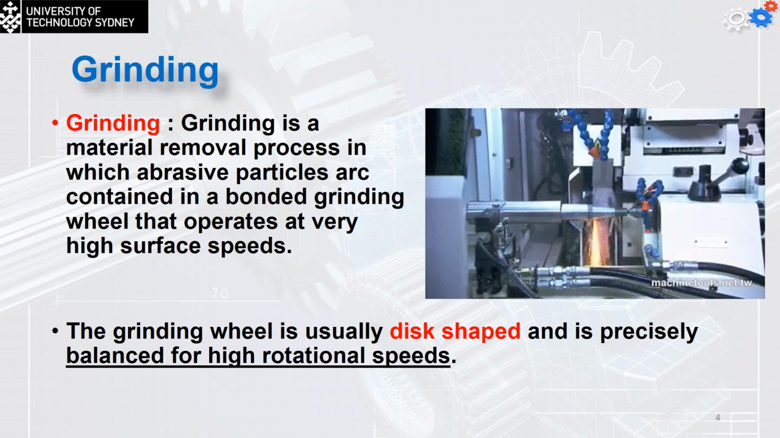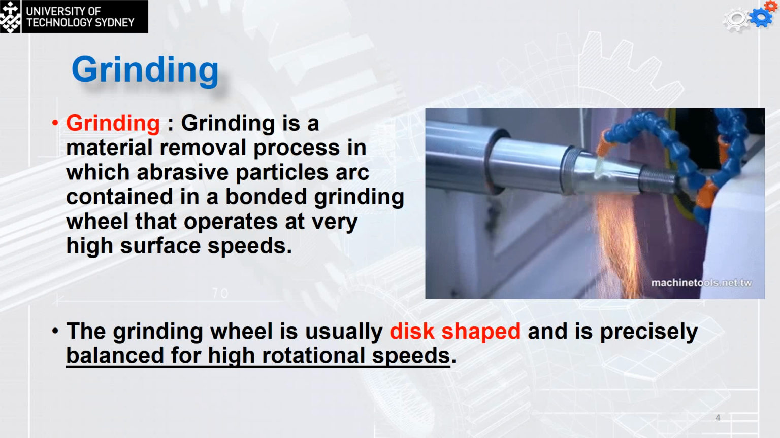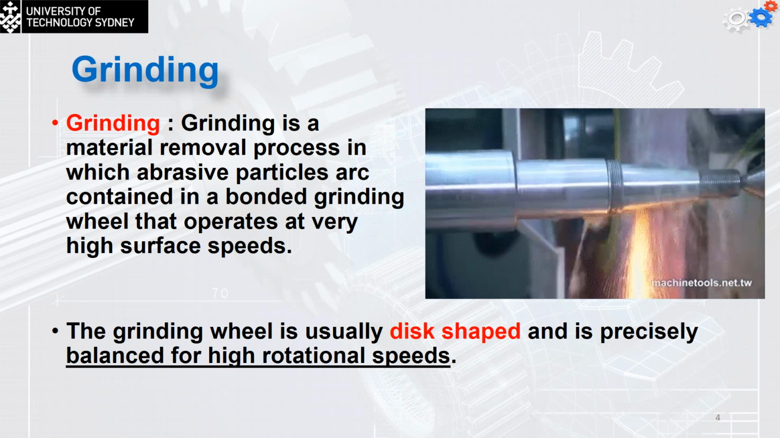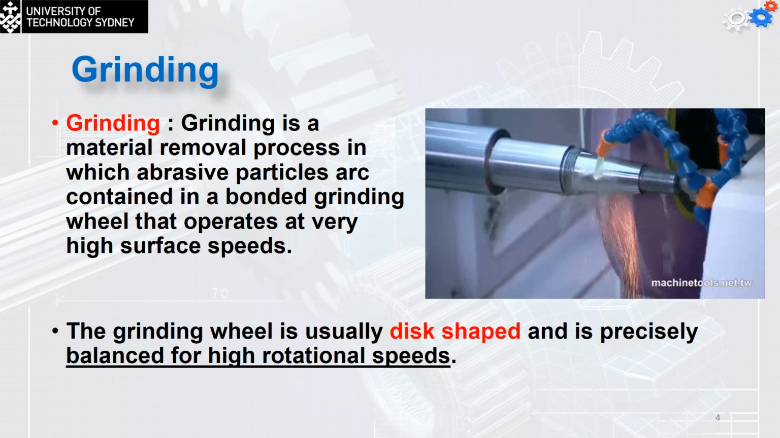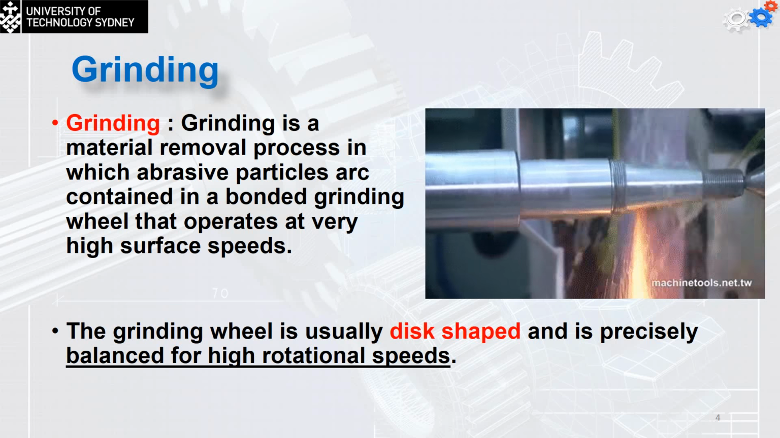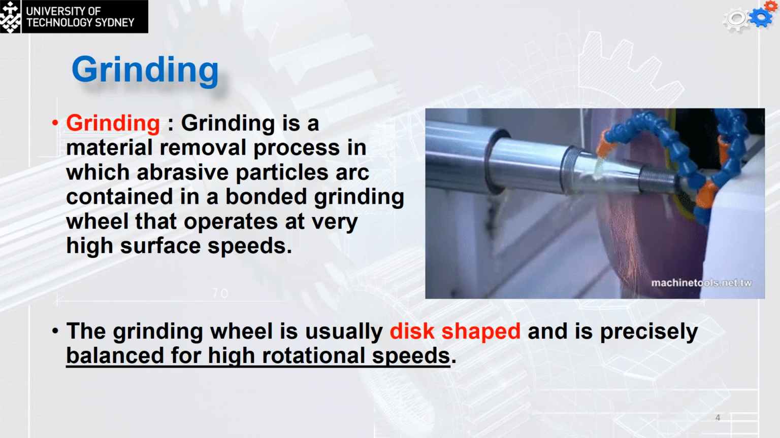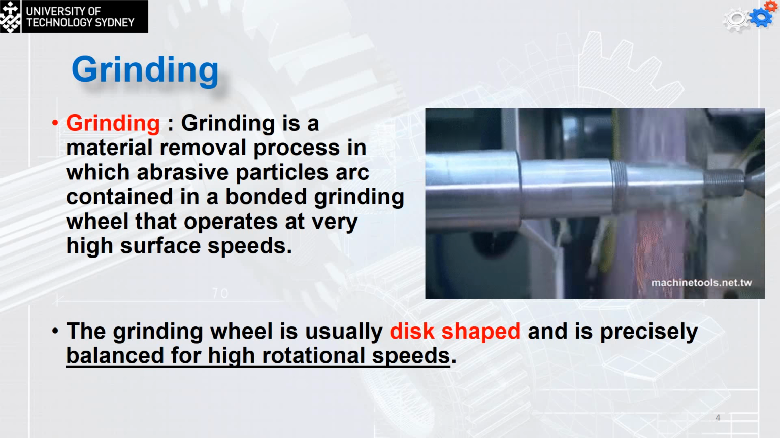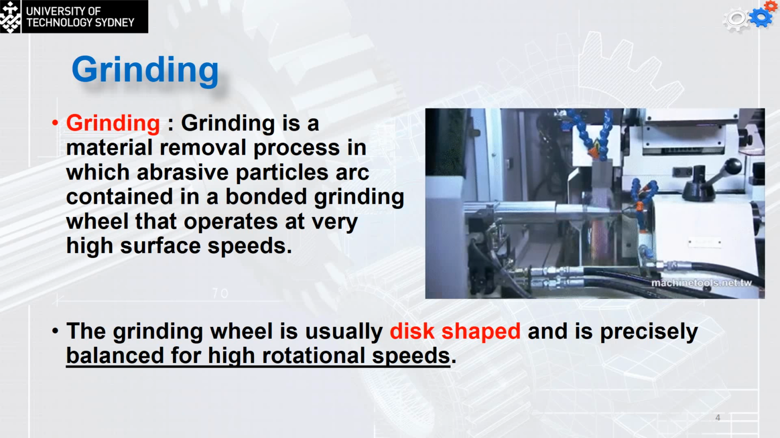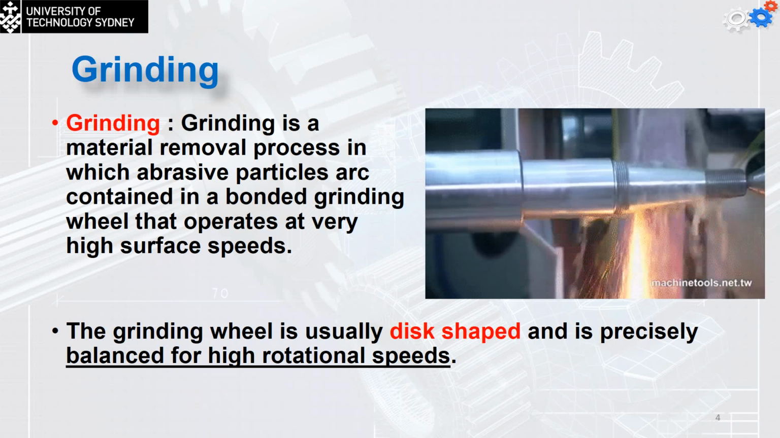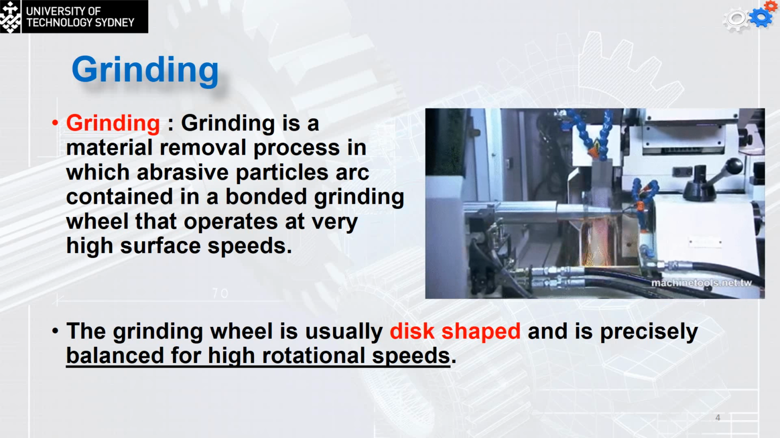So grinding is a material removal process in which abrasive particles contained in a bonded grinding wheel operate at very high surface speeds. The grinding wheel usually has a disc shape, a wide disc shape, because it's rotating at very high velocity. It should be a symmetrical, circular shape, so that we're not going to have any inertia pushing it to the side. We're going to have balancing for this shape. So as a disc shape, it has to be balanced for very high rotational speeds.